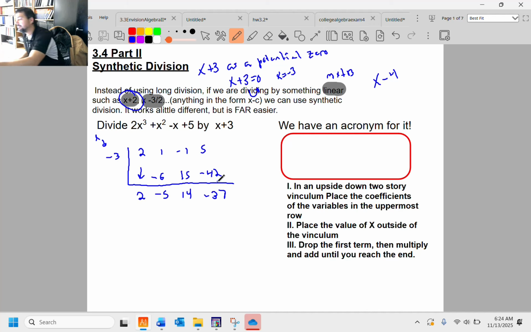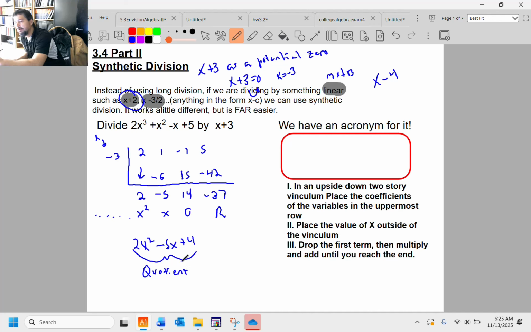Weird, huh? This is the remainder. Preceded by a remainder is a constant, preceded by a constant is an x, and preceded by an x is an x squared. And that pattern continues as you move left. It's just how it works. So what I have here is I have 2x squared minus 5x plus 14. This is what we call the quotient.